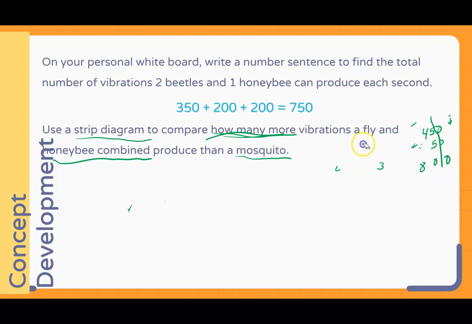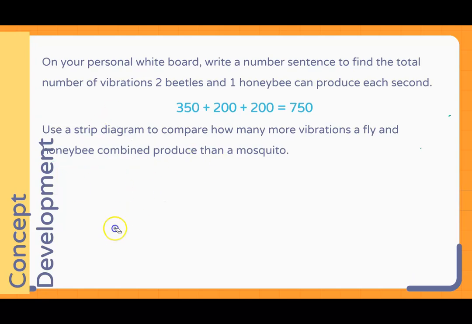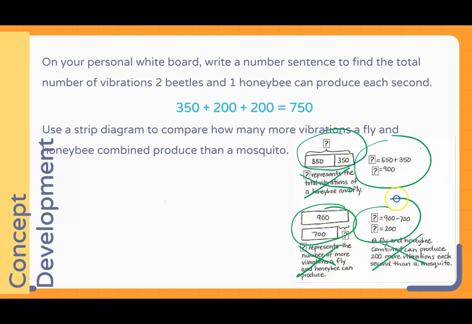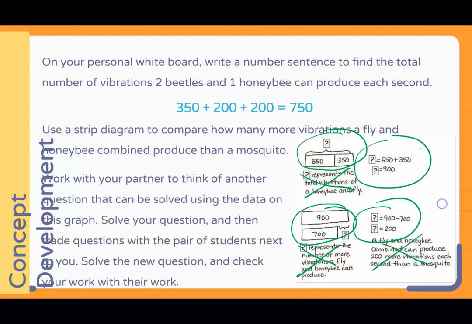Again, if you didn't get it, pause it, go back and copy it. Or we can copy it the way they did it. I forgot to do the strip diagram, so that's okay. We can use theirs. Okay. Again, don't worry about the writing. All I want to see is strip diagram and equation. Strip diagram, equation. That's all I want to see. Okay.